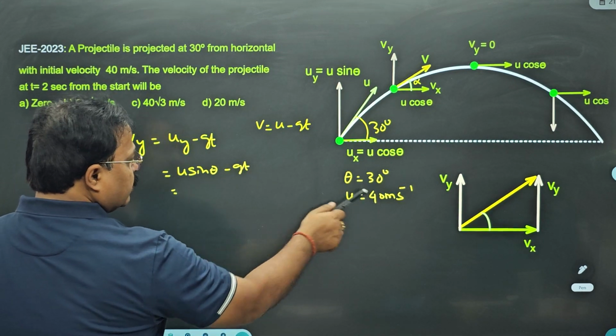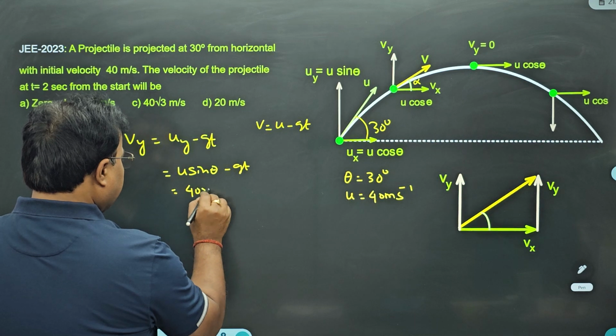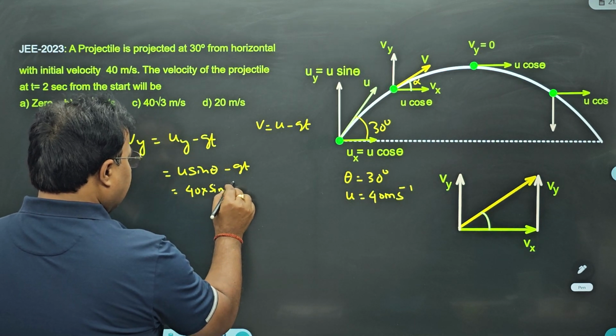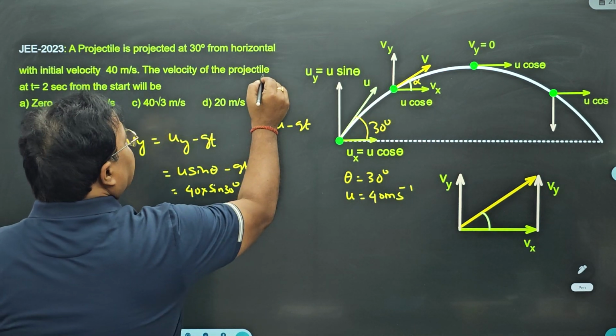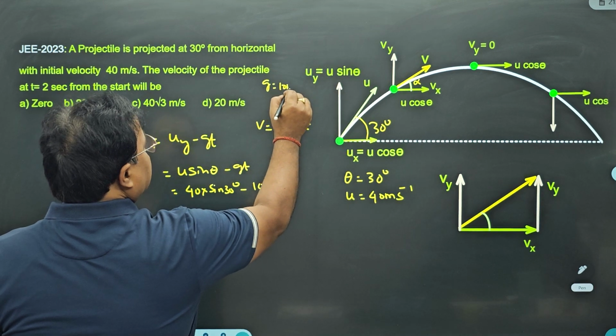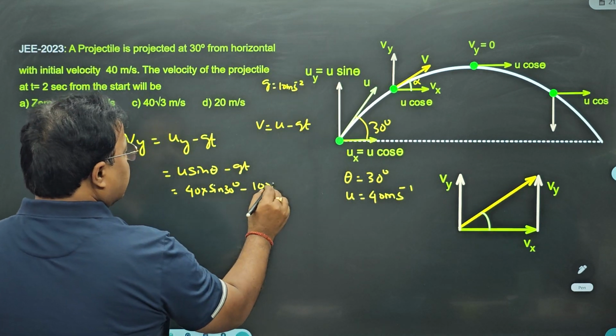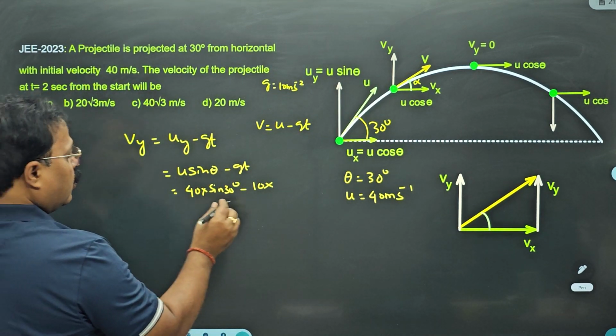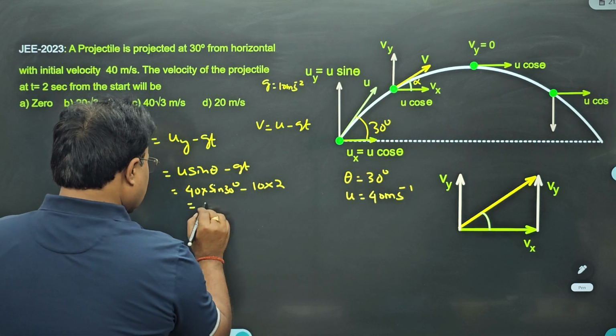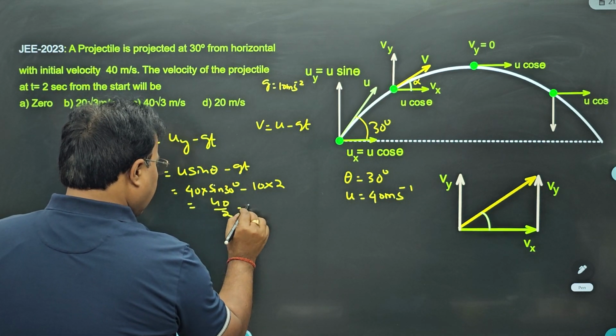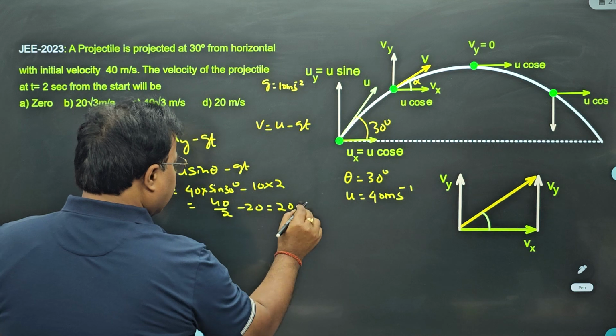Okay, what is u, my dear students? U is 40. This is equal to 40 sin 30 degree minus g, which is 10. It is given that you take g equal to 10 meter per second square. It is given in the question. And what is the time? Time is t equal to 2 seconds. So this is 40 by 2 minus 20. 20 minus 20 equal to 0.